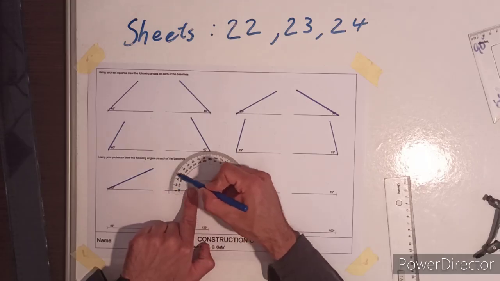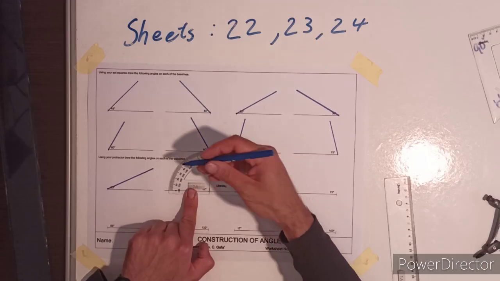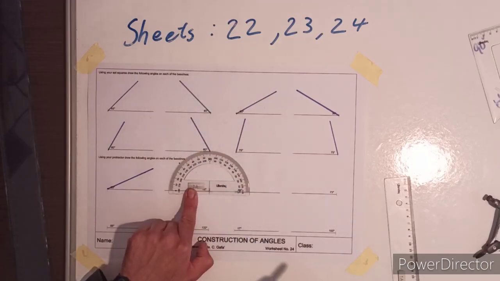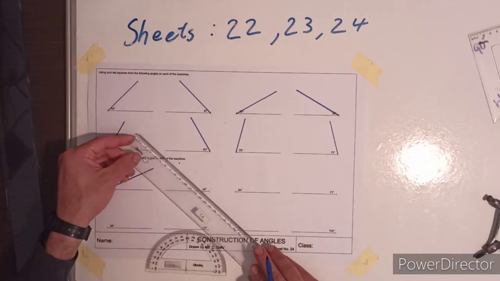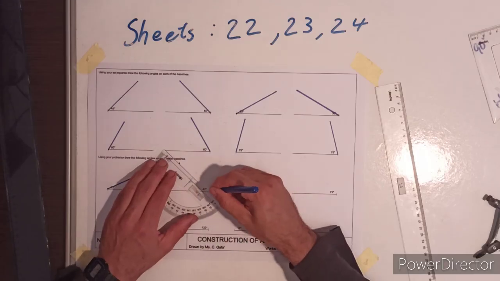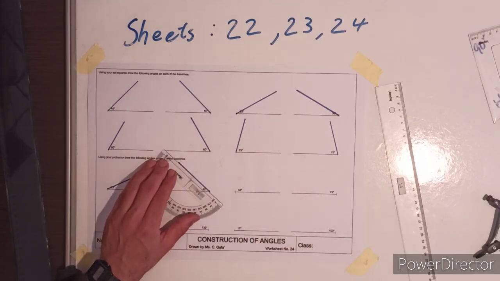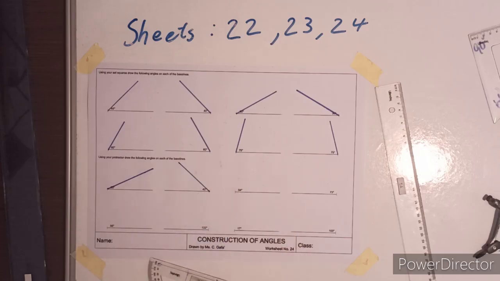I'm going to start moving up until I hit 42, because the angle we need to draw is an angle of 42 degrees. And we make a small mark over there. Then I remove the protractor, and either using the ruler or even the flat part on the protractor, I can connect those 2 points, and that gives me an angle of 42 degrees. Okay, so this is how you're going to work these out.